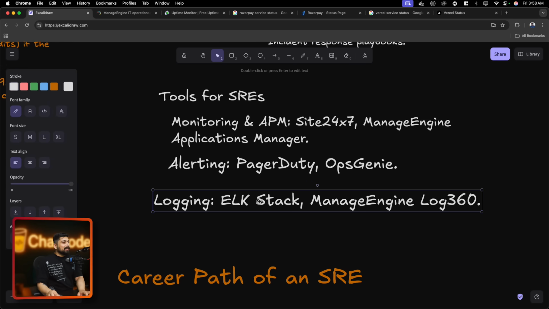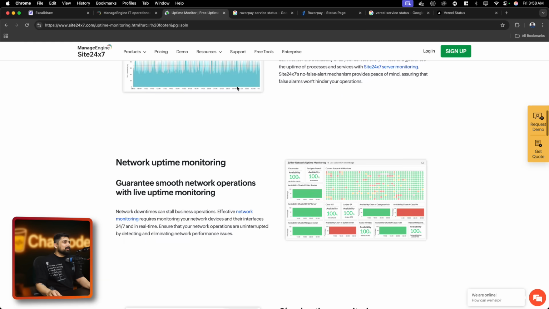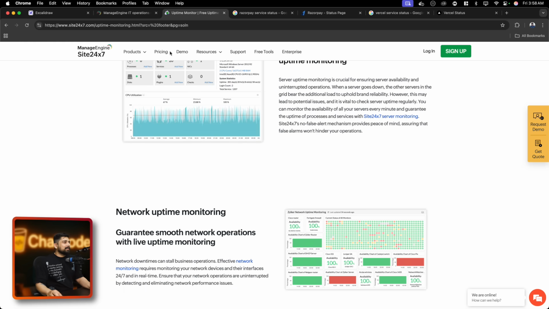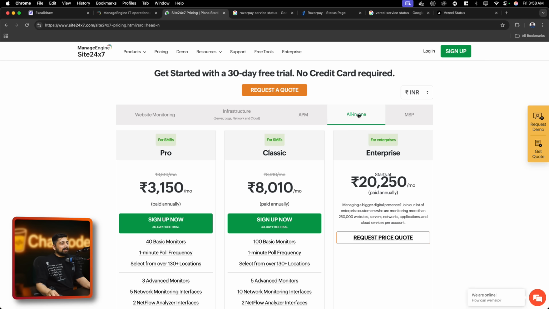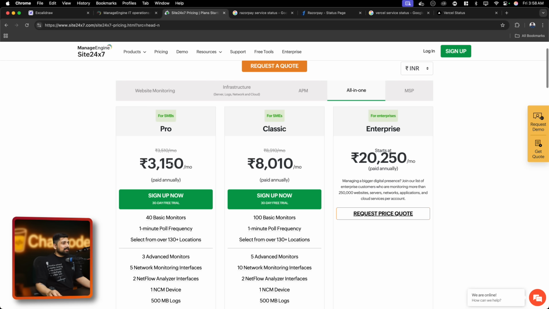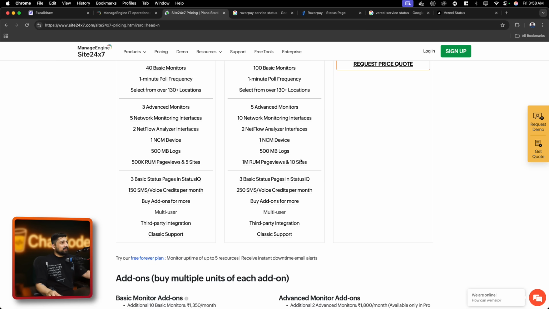And then we have the logging as well. You can use the ELK stack as well. But again, the biggest player in this one is again ManageEngine. They have a product, Log360, as well. But what I recommend to people is just go into the pricing segment itself. And most of the companies that I'm seeing here go for all-in-one. Like, for just 3,000 or 8,000, we get all of this. So let's get all of it and just not worry about anything at all.